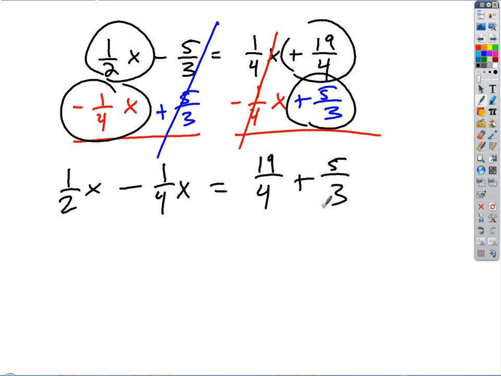Now, one little hint also that might be helpful to you here. Whenever you've got fractional coefficients, and when I say a coefficient, remember what that means.